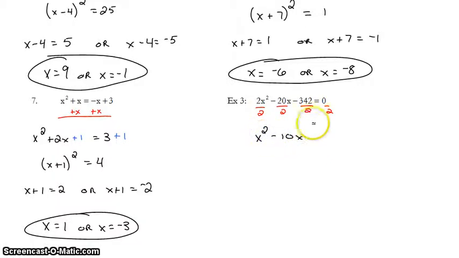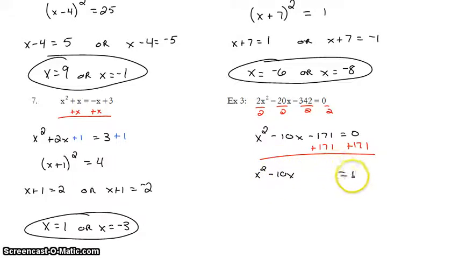342 divided by 2 leaves me with, that's a minus, 171. And that's equal to 0. At this point, it becomes kind of like my first example from before. I need to get this negative 171 onto the other side. So I'd add it to both sides. X squared minus 10x equals 171.